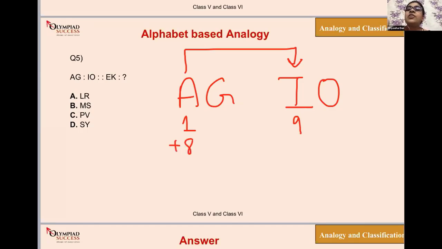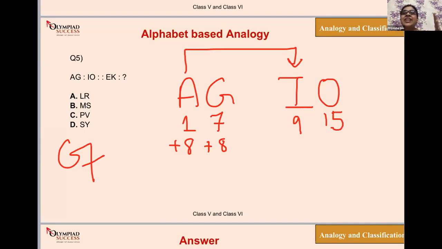Similarly, what is the place value for G? If you people remember, I wrote it like this. So it's 7. And if I add 8 to 7, I get a 15. So is my logic working correct? Yes, yes, it is working correct. So this means we will do the same thing in EK also. While solving EK, we will simply write EK 5 and 11 and we will add 8 to both the numbers.